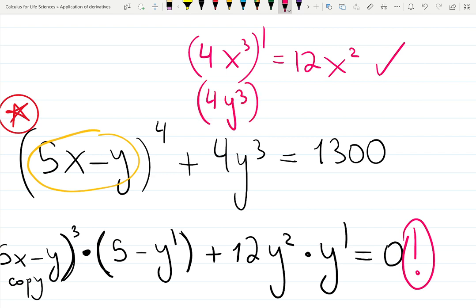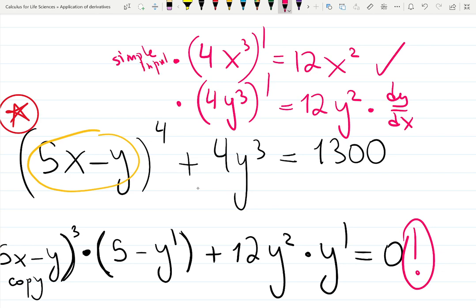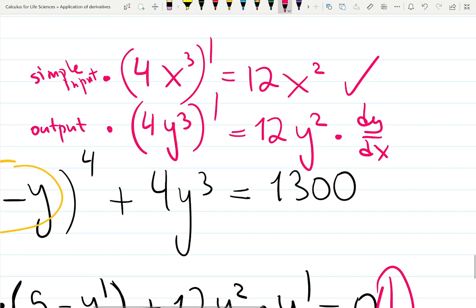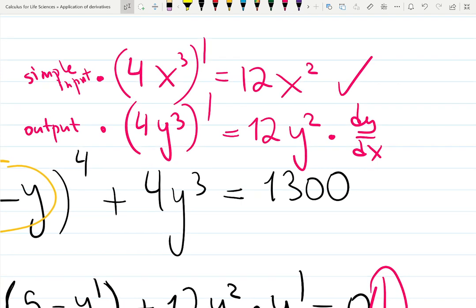4y cubed prime is 12y squared. And because y depends on x, you remember that y is a complicated case, you need to multiply by dy over dx. Or I like writing y prime. Make sense? It's a simple input versus differentiating the output, which is the dependent function. So every time you have to deal with y, when you differentiate it, y prime pops out as a chain rule result. Make sense?